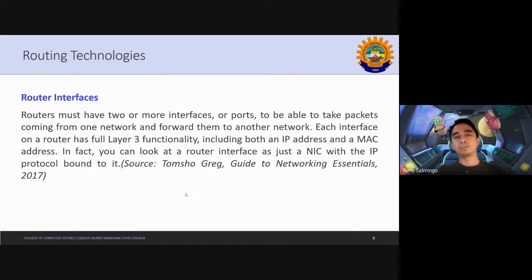So what are router interfaces? These are the ports that take a packet coming from one network, the packet data unit. Each interface on a router has full layer 3 functionality, meaning it can receive and transmit data PDUs. It will include the internet protocol address and the physical address. In fact, you can look at the router interface just as a network interface card with the internet protocol bound to it.